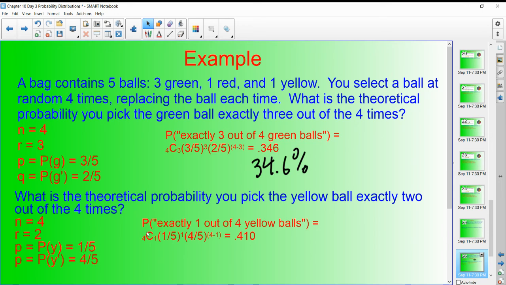And same thing down here, yellow, we want 2 yellows. Oh, maybe I changed this to 1 yellow. Looks like the formula I changed it to 1 yellow. So exactly 1 yellow. Because apparently that's what I solved for. Probability of it being yellow, there's 1 yellow out of the 5, which means there's 4 non-yellows.